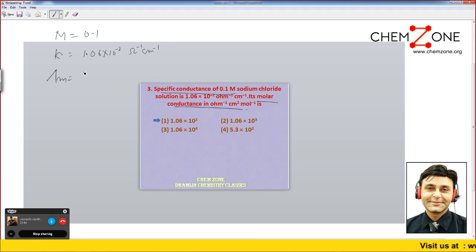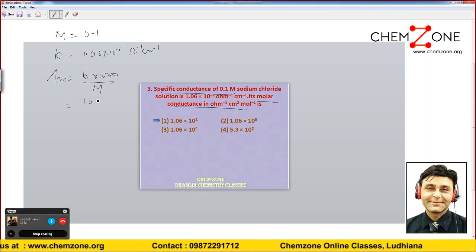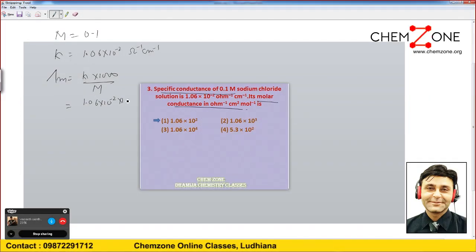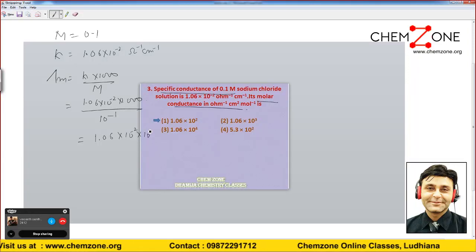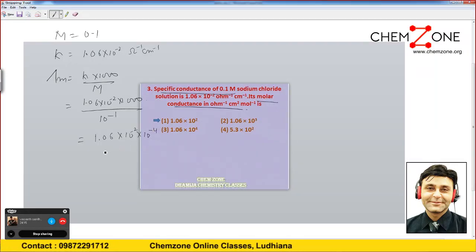And we know the formula, lambda m is equal to kappa into 1000 upon molarity, right? So kappa is given here, 1.06 times 10 to the power minus 2, multiplied by 1000, divided by molarity, which is 0.1, means 10 to the power minus 1. So it is 1.06 into 10 to the power minus 2 multiplied by 10 to the power minus 3 here and minus 4 here. Got it? So 1.06 into 10 to the power plus 2. So option A is the correct answer.